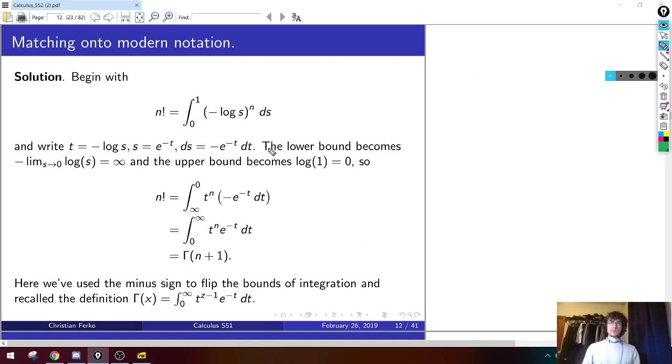So again, just to see that one more time, if we take the Euler formula, n factorial equals the integral from 0 to 1 of minus log s, raised to the power n, and do this change of variables, the guy inside becomes a t to the n, and ds becomes minus e to the minus t dt, and then the bounds become infinity and 0. As you said, we spend the minus sign to trade them, and then we're left with the integral from 0 to infinity of t to the n e to the minus t, which is gamma of n plus 1. Okay, so this, again, is the off-by-1 thing of the gamma function.